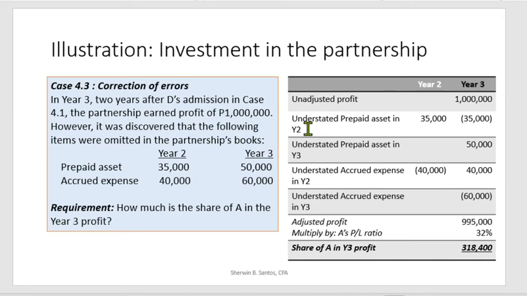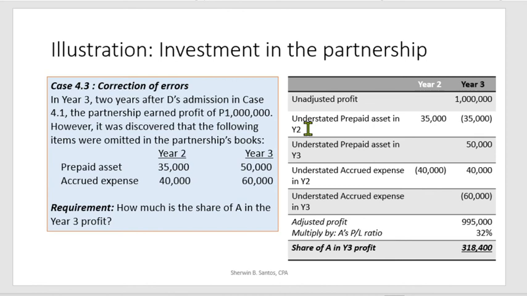Next, kapag understated naman ang isang liability account like accrued expenses, opposite naman po yun. Ibig sabihin, overstated ang iyong profit. So, kung overstated ang iyong profit, bawasan mo ng 40,000 ang year 2 profit. Okay. Sir, bakit kailangan mo pang ipakita yung year 2? Year 3 ang kinukompute natin because of the concept of the counterbalancing error.